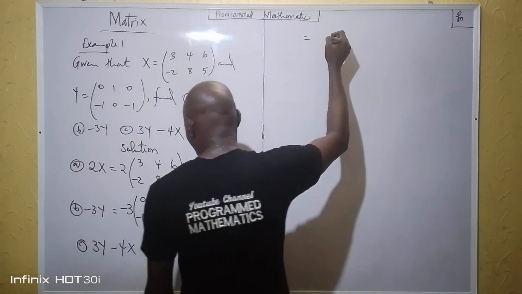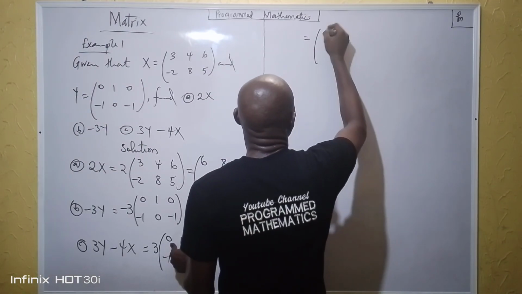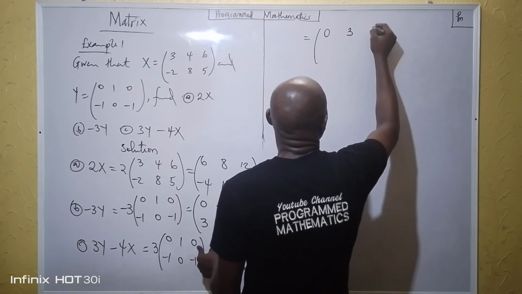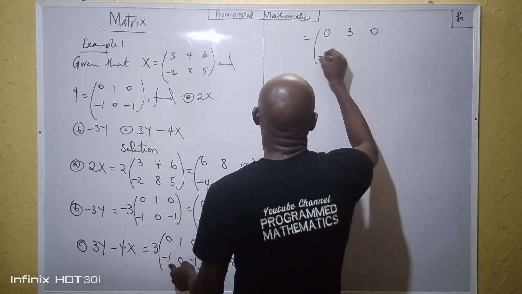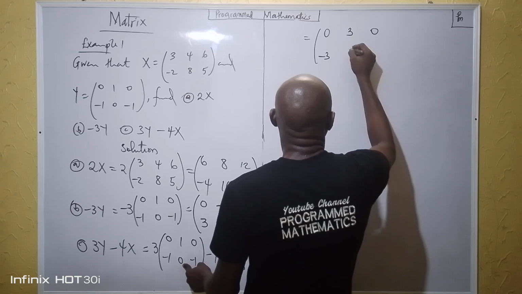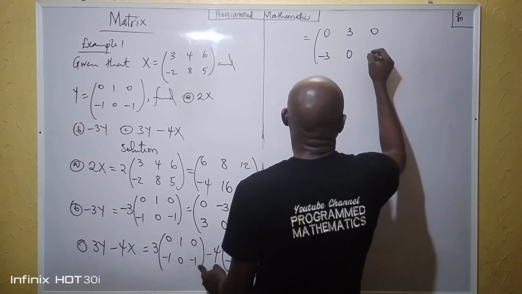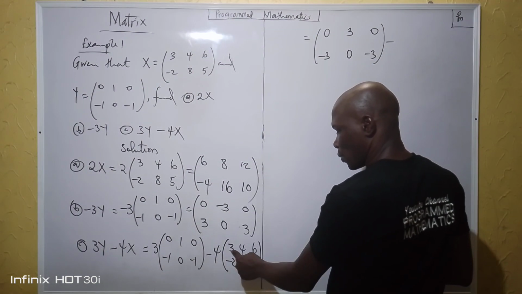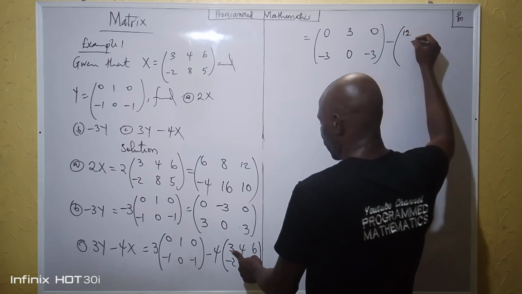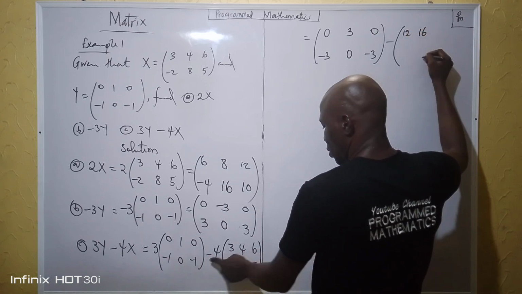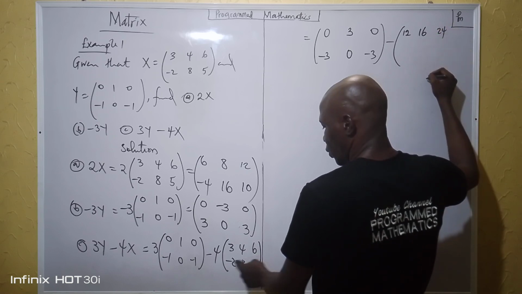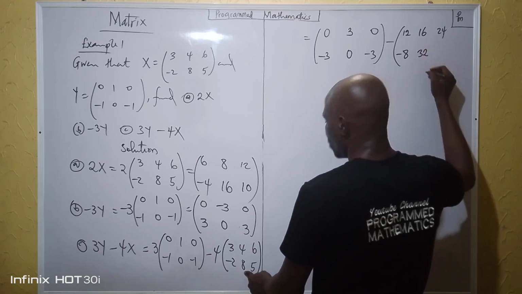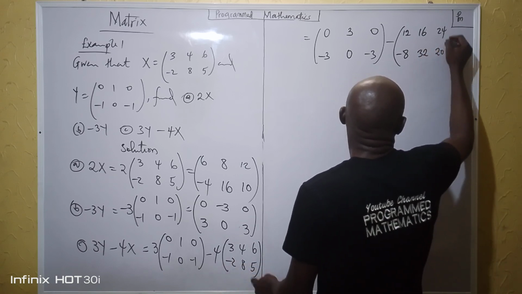3 times 0 is 0. 3 times 1 is 3. 3 times 0 again is 0. 3 times -1 is -3. 3 times 0 is 0. 3 times -1 again is -3. Then for 4X: 4 times 3 is 12, 4 times 4 is 16, 4 times 6 is 24, 4 times -2 is -8, 4 times 8 is 32, and 4 times 5 is 20.